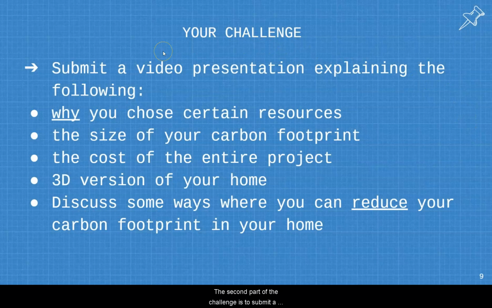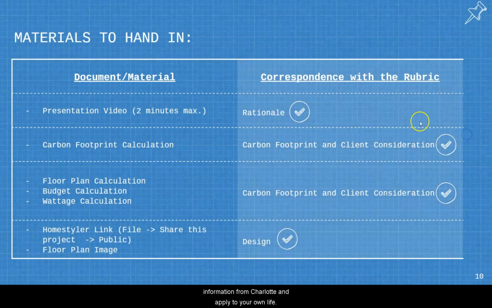The second part of this challenge is to submit a presentation video explaining why you chose certain resources. So why is underlined, so be sure to clearly state why you chose certain resources. The size of your carbon footprint is important for you to reference, the cost of your entire project, a 3D version of your home, and discuss ways where you can reduce your own carbon footprint in your own home. So we want you to take this information from this challenge and apply it to your own lives.